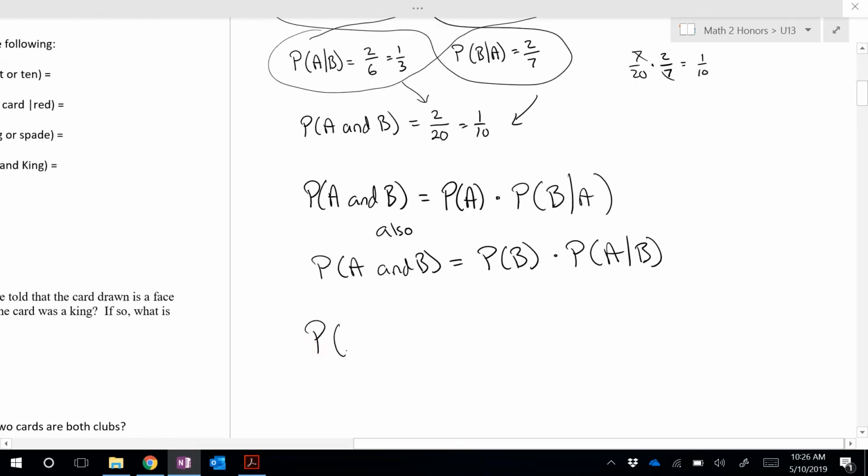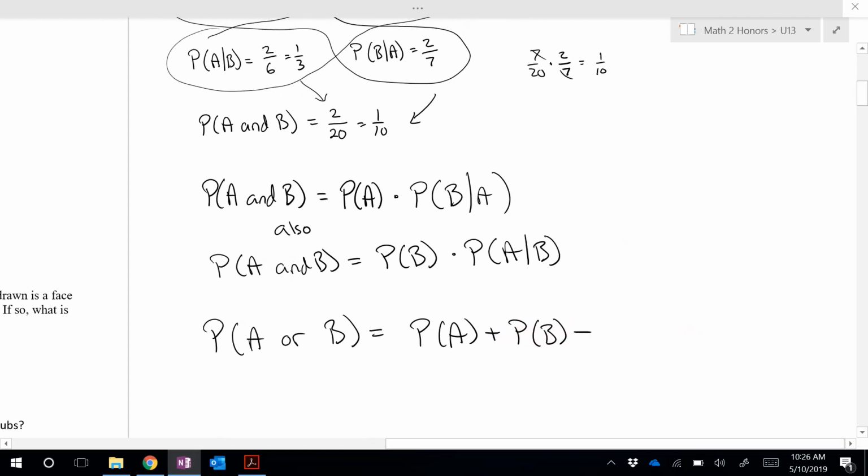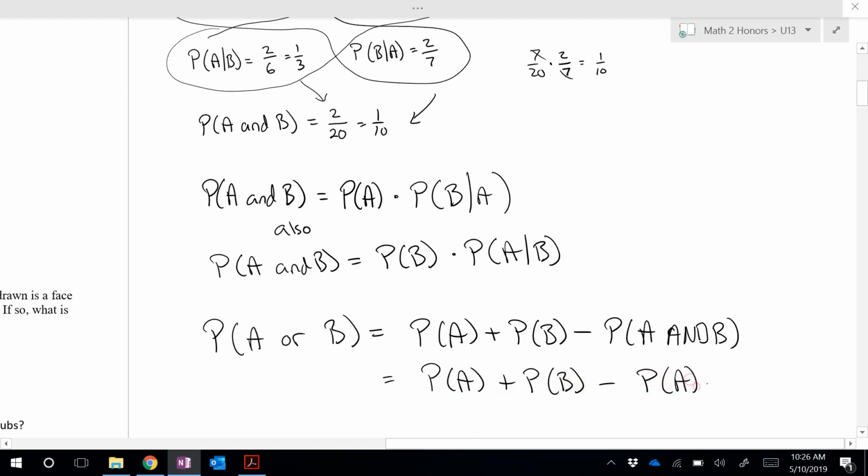Now let's relate it to what we had before. We had the probability of A or B, right? What was the formula for that one? Minus. Okay, so now notice we got A and B right here. So now we can expand this formula a little bit more. We can say it's the probability of A plus the probability of B minus the probability of A, finish it, B given A. Okay? All right.